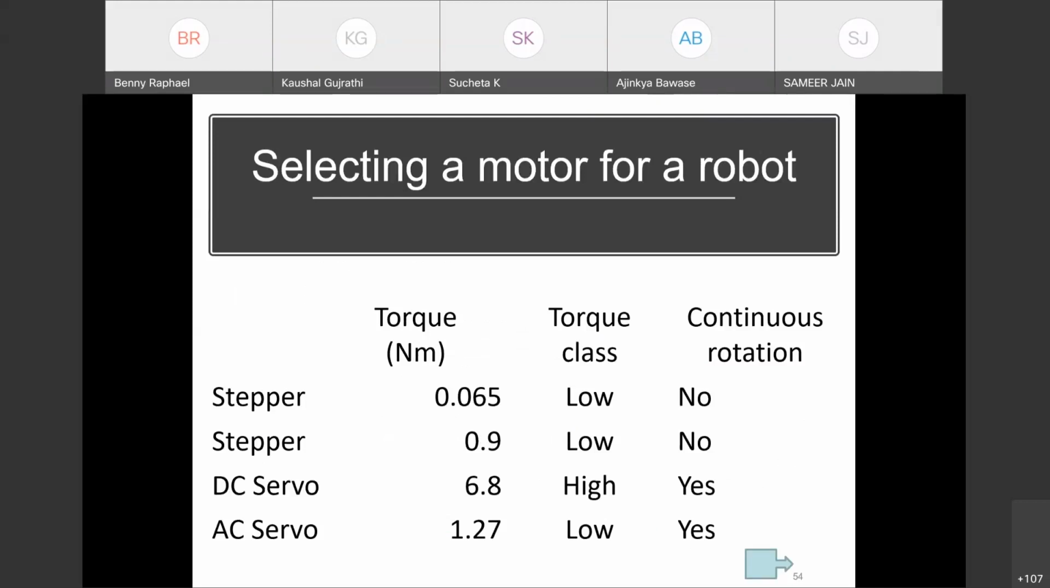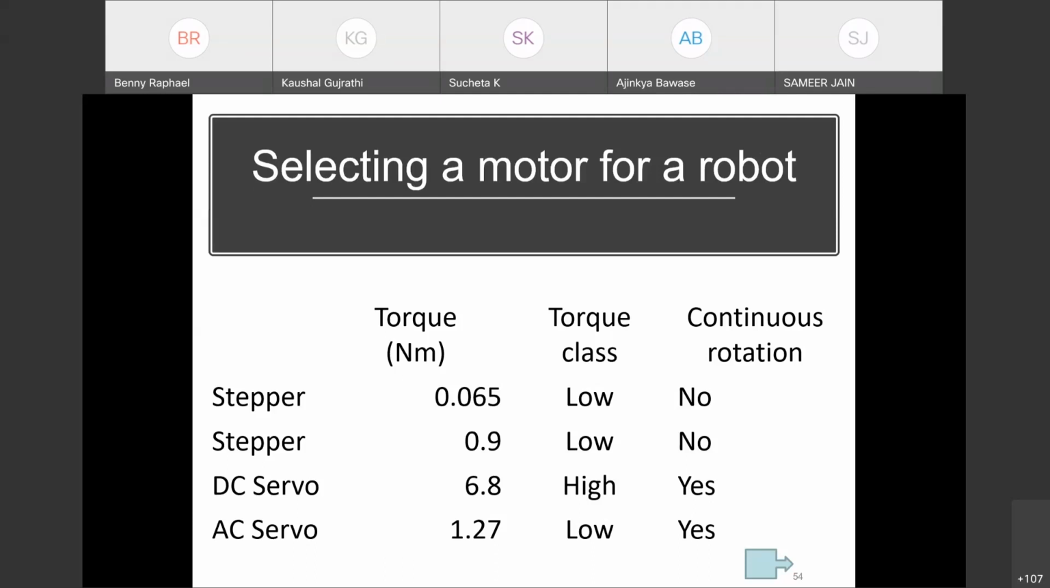I've taken the torque for different types of motors. So we have stepper motor, DC servo motor, AC servo motor. And for each of these, I've taken the torque value from the data sheet. This is a numeric variable, but I converted it into a symbolic variable for the purpose of using it in the ID3 algorithm. So I convert this into low and high. Torque can be low or high.